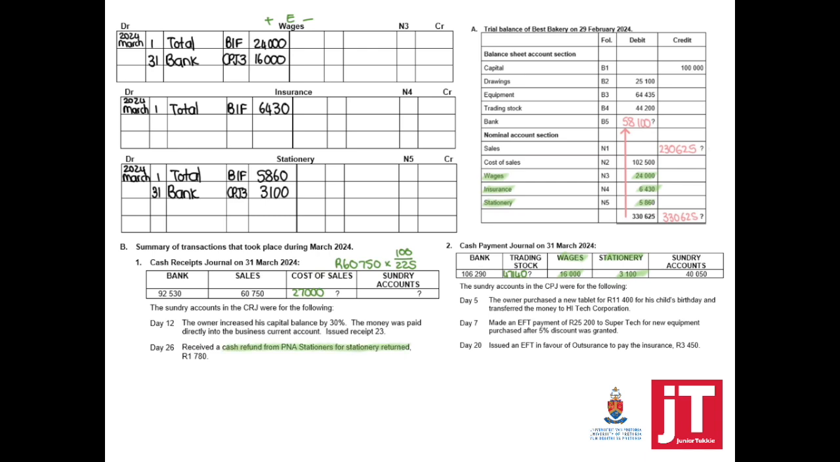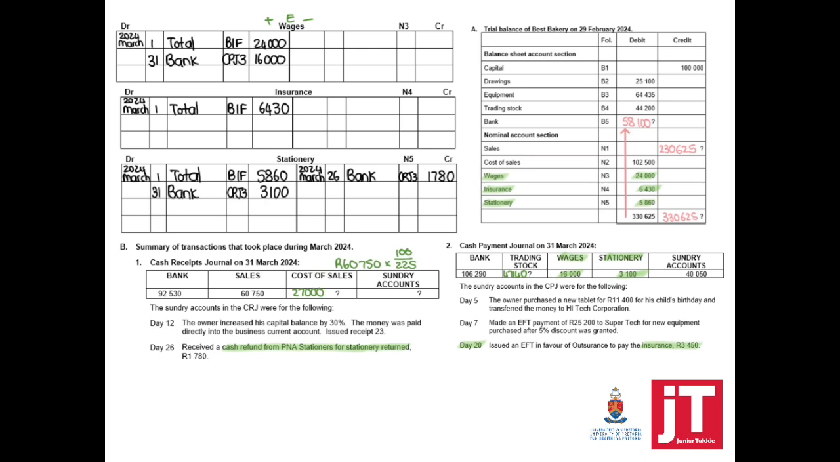And then, if you go to day 26, received a cash refund from P&A Stationers for stationery returned 1,780. Just think about this now. From the cash receipts journal, bank is debited, the rest is credited. So what's going to happen to our stationery? Our expense is going to decrease because we've returned those items, we've received a refund from the cash receipts journal, my details is bank, and the amount 1,718.